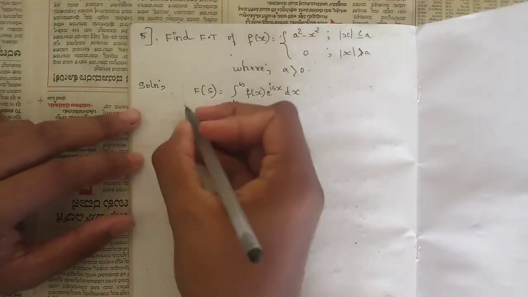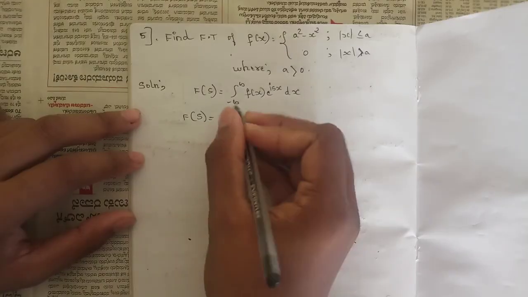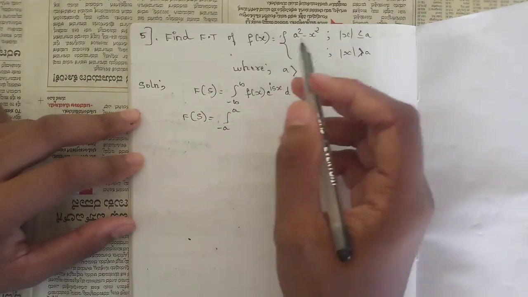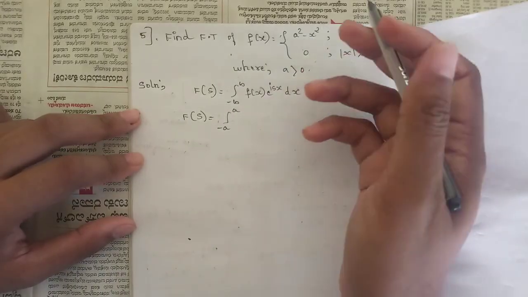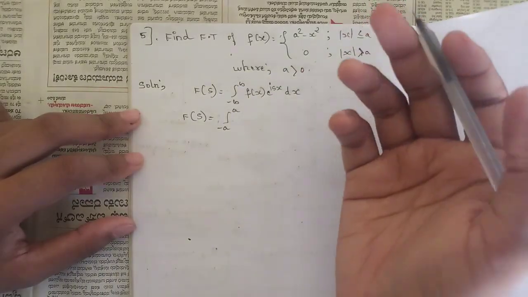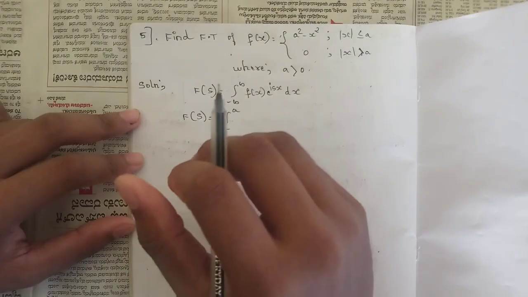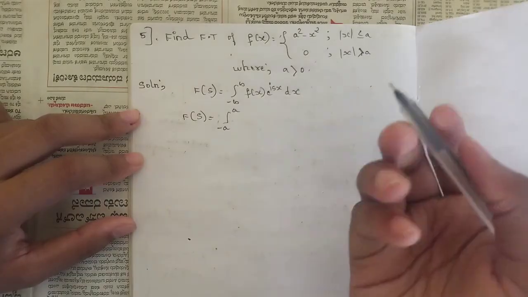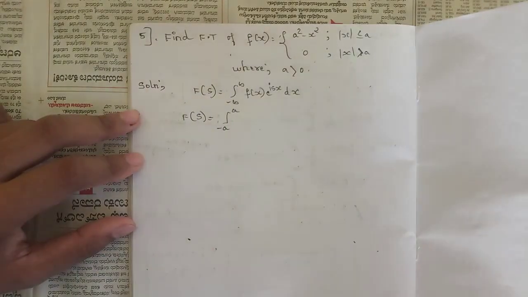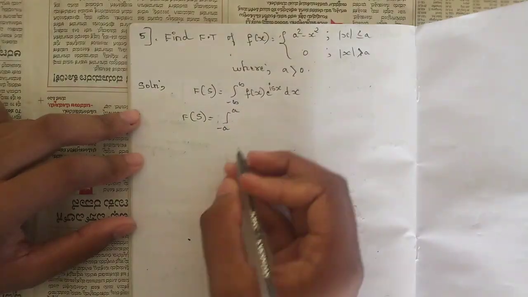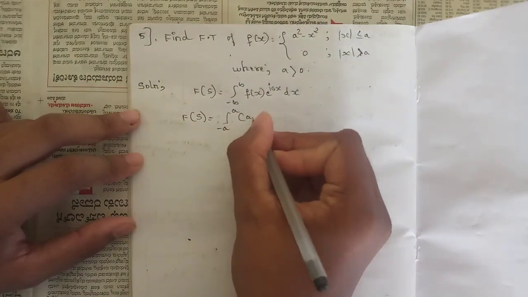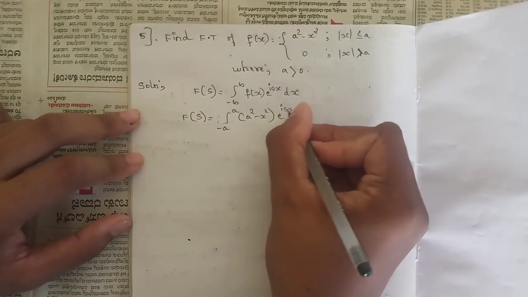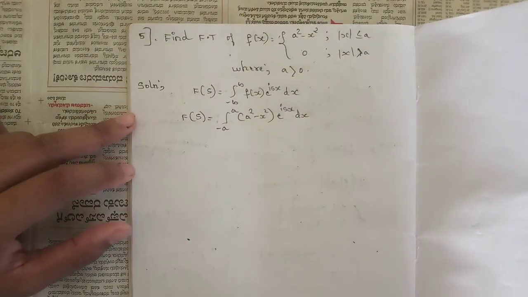So now the limits would be from −a to a, right? I've just split the limits. Since from minus infinity to −a, there is no value given for f(x), that limit interval is neglected, and in the interval from a to infinity, the value is 0. Only this interval remains, that is from −a to a, and here the f(x) value is given as (a² − x²) e^(isx) dx.